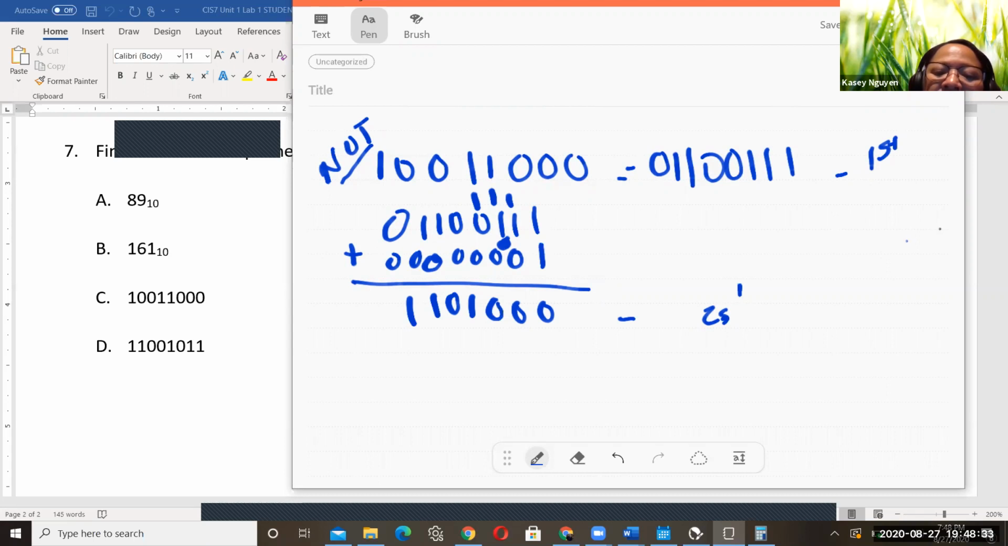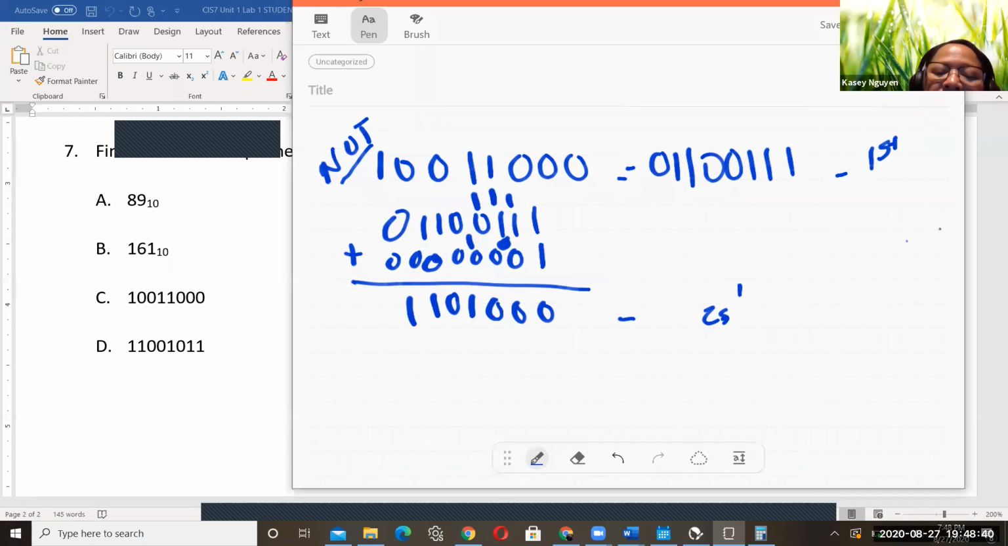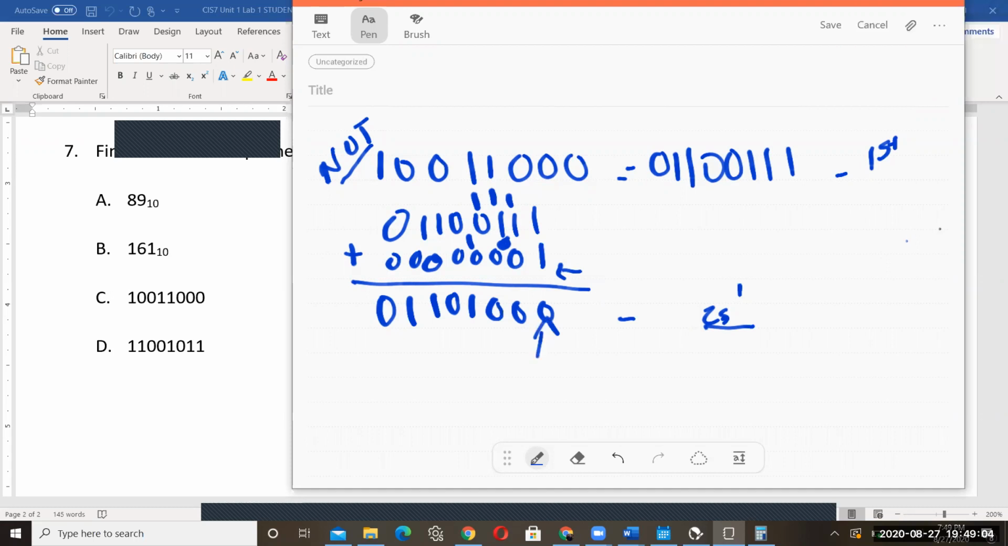1 plus 0 is a 1. 1 plus 0 is a 1. And then 0 plus 0 is a 0. 1 plus 0 is 1. 1 plus 0 is a 1. And 0 plus 0 is a 0. Okay, so after you flip it, you have to add the 1. Otherwise, it won't be 2's complement. So when we add the 1, we get a 0 at the end. Okay, thank you. Yep, you're welcome.